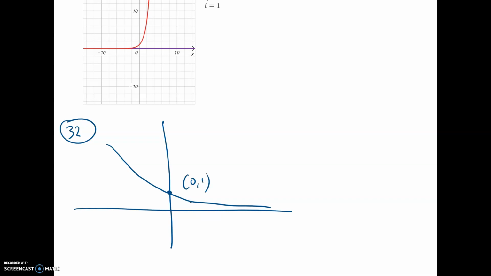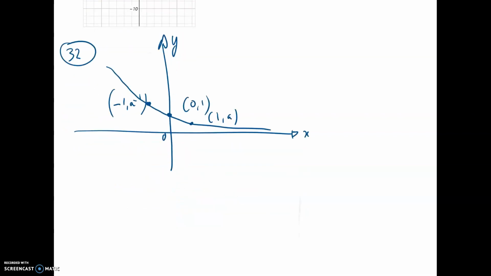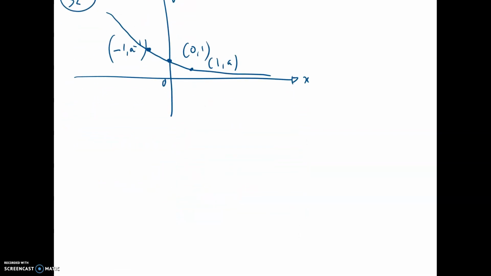Then we have a point (1, a) right there. Then we have a point right here, (-1, a to the negative 1) for the value of y. And right there we have 0 being the origin, y being the axis y and this being the axis x. The first question is: is a greater than 1 or is a between 0 and 1? And a is in between 0 and 1.